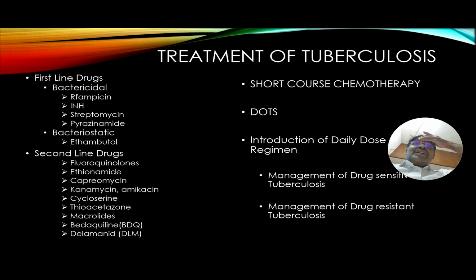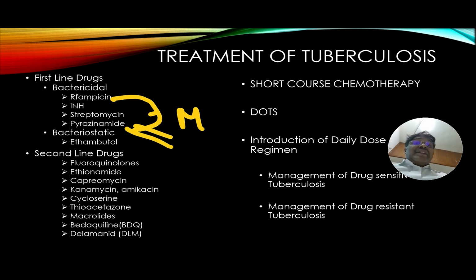Streptomycin, the problem is it is an injectable drug and it can cause vestibular damage and nystagmus. So it can cause ENT complications. Next is pyrazinamide. Pyrazinamide increases the sterilizing activity of rifampicin. So the combination of rifampicin and pyrazinamide is very effective, especially for tuberculosis meningitis, which affects the brain. The complications of pyrazinamide include hepatotoxicity and hyperuricemia. A very interesting complication is hyperuricemia.